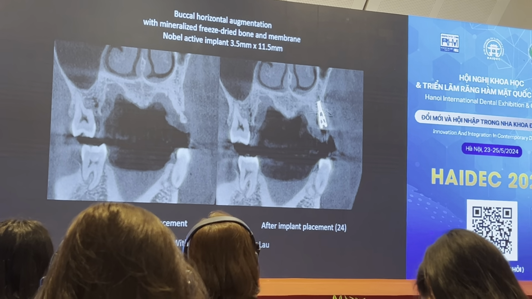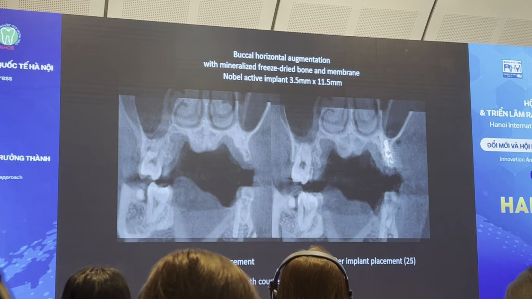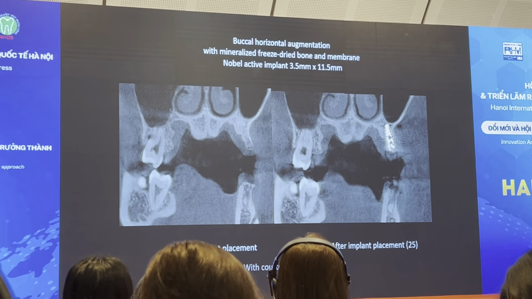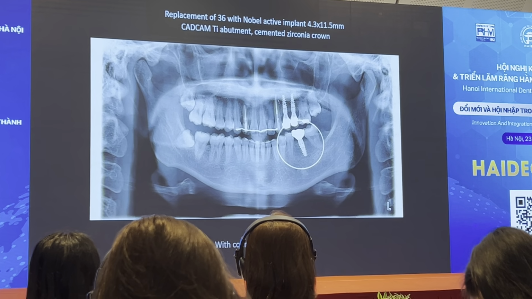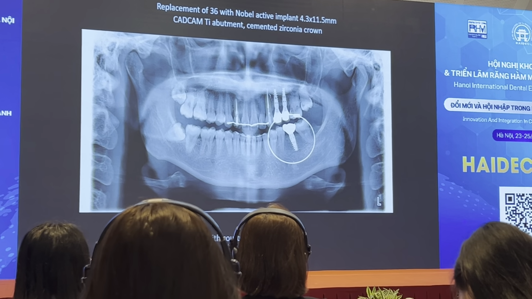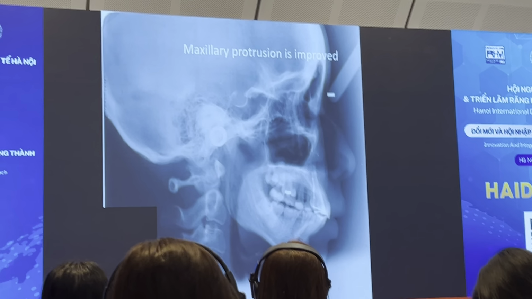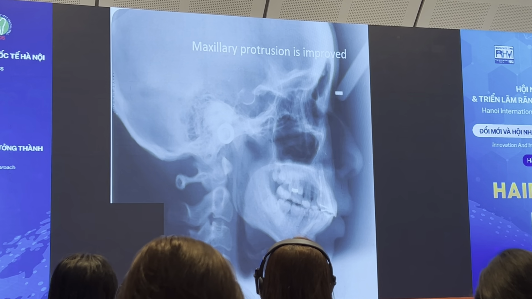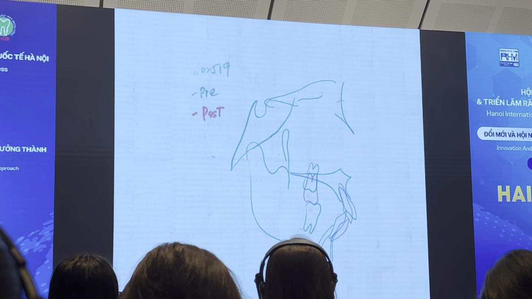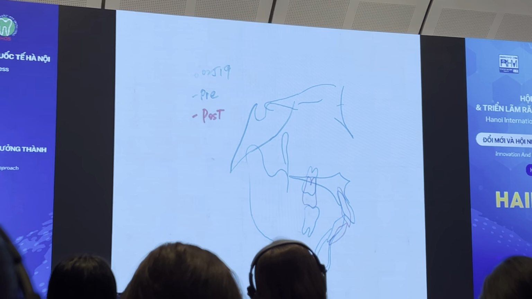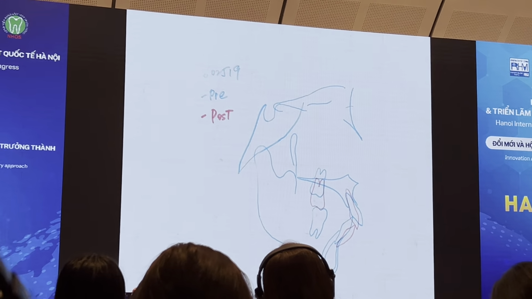The CBCT showed the implant replacing 2-4, and the implant replacing 2-5. The panoramic radiograph showed the implant supported crown at 3-6. On the lateral cephalogram after treatment, the protrusion was improved. On the cephalometric superimposition, lower incisors were proclined, upper incisors were retracted, and 2-6 was extruded about 10 millimeters.